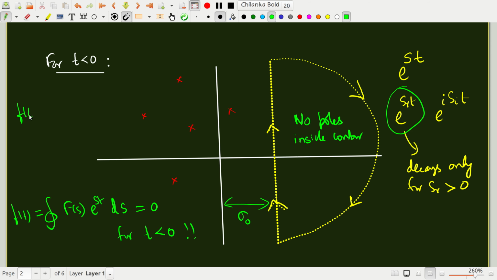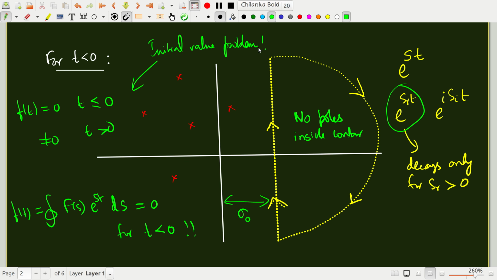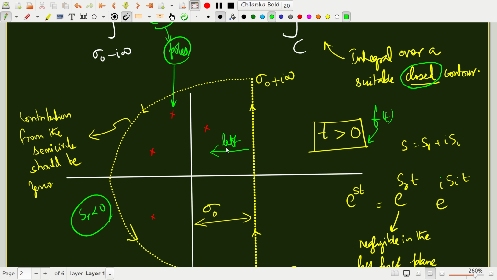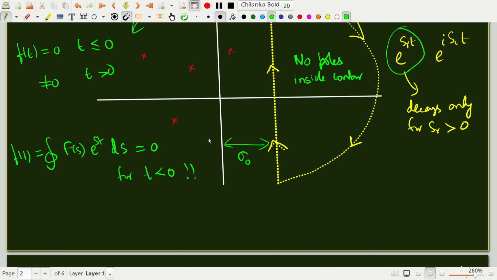So this is what we wanted. We want the function f of t to be 0 for t less than or equal to 0, and it should be non-zero for t greater than 0. This is the characteristic of a typical initial value problem. That is satisfied by naturally closing the contour to the right for t less than 0 and to the left for t greater than 0, and you choose the contour such that it encloses all the poles of the function f of s.